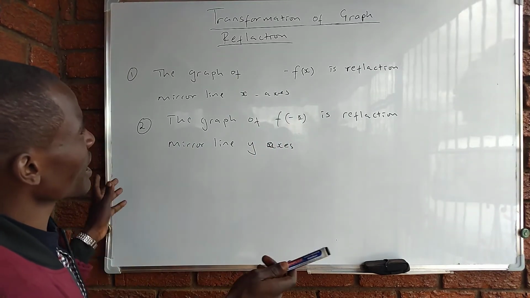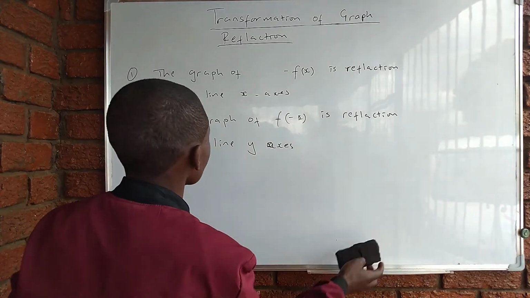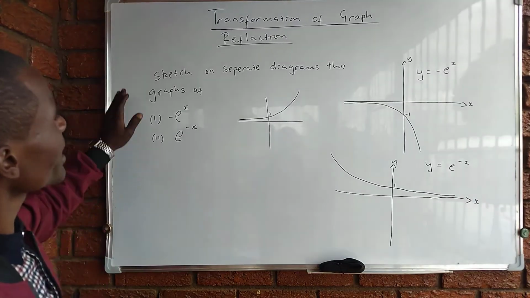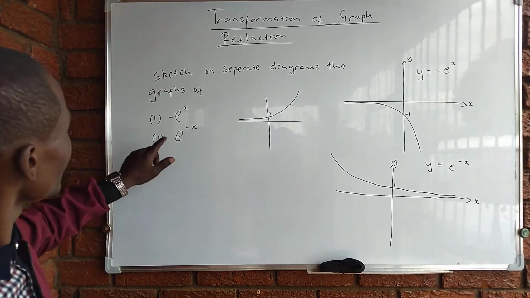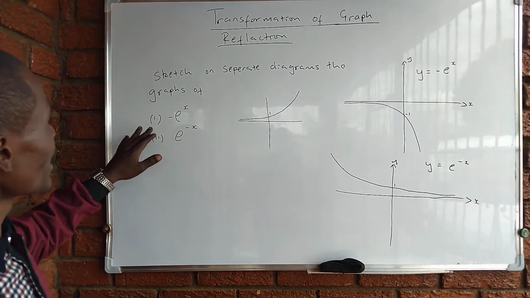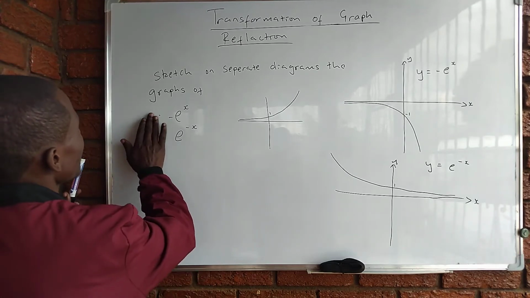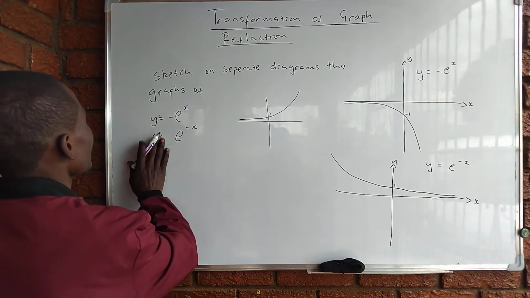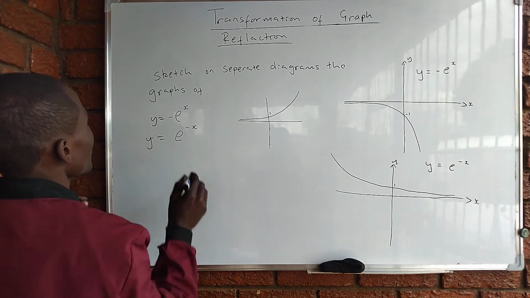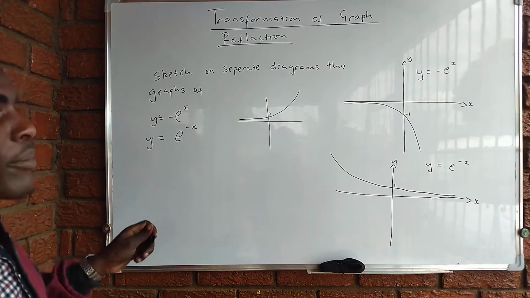Simple. Here are two examples, right? Sketch on separate diagrams the graphs of y equals e to the power x, and y equals minus e to the power x, right?